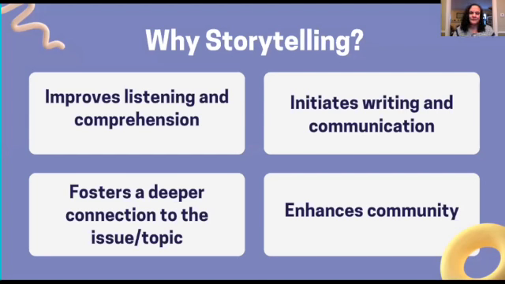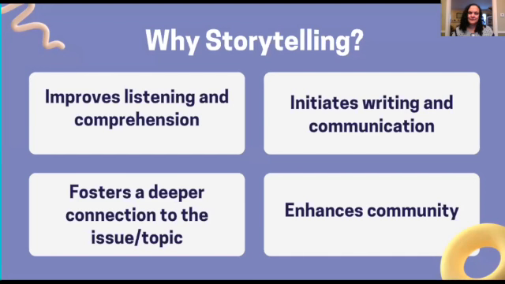And so a few reasons why we thought this was powerful. It forces students to improve their listening and comprehension skills. And so when we tell stories, we are more naturally engaged in what someone is saying, and we have to listen effectively. So it practices those skills as well. A lot of times when people share their stories, it elicits some sort of response. And so sometimes we can initiate writing and further communication in reflection on someone's story, or we could get inspired by someone's story and have a different direction that we would want to take as a result of that. So writing skills there as well.